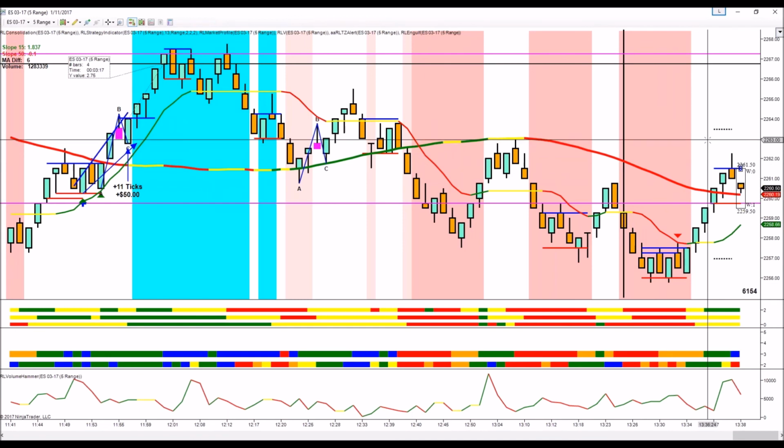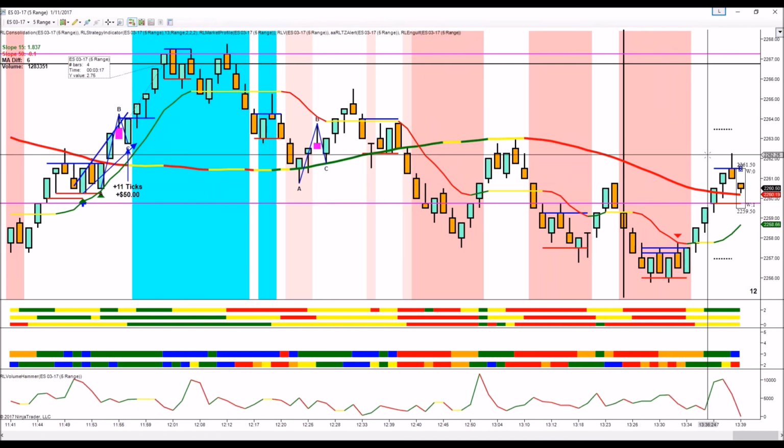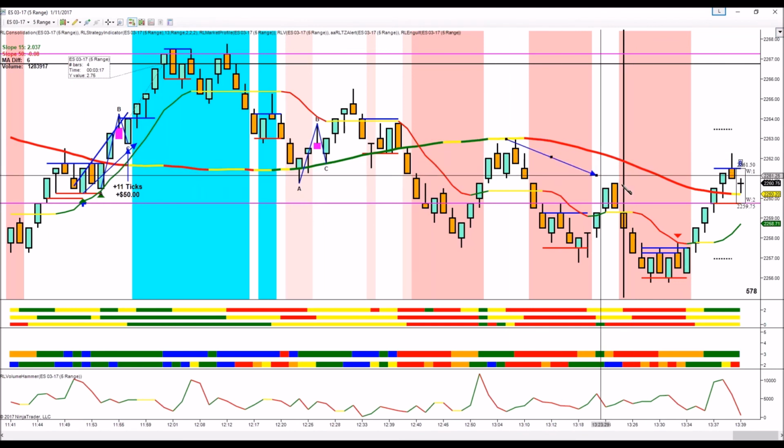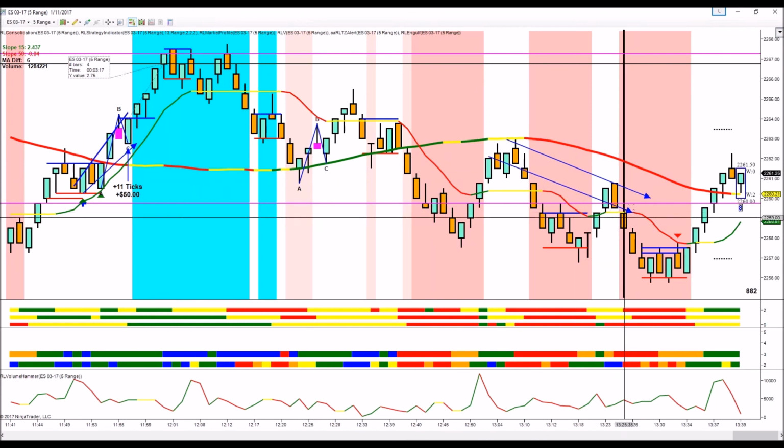Now, let's see where we are here. We can't take this as a falling channel. Here's the channel here. Any pullback into the channel would give us a short. We never got one. This creates the channel.